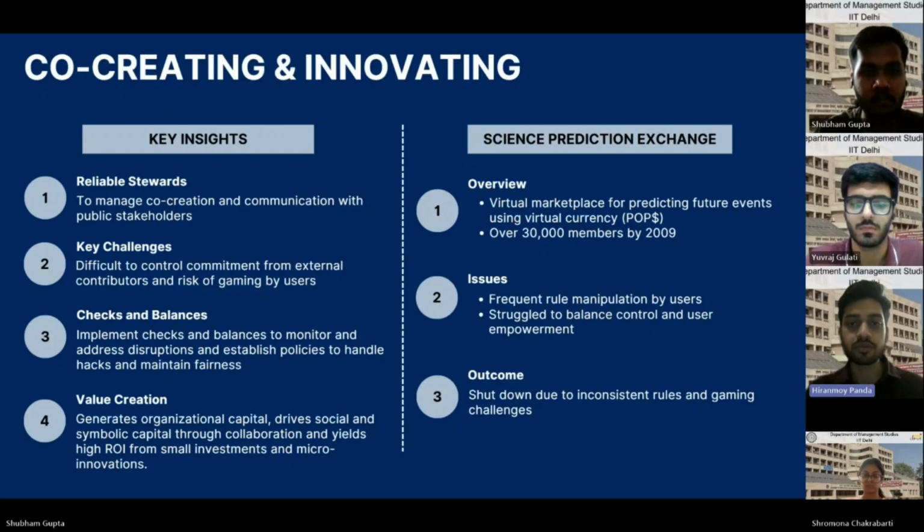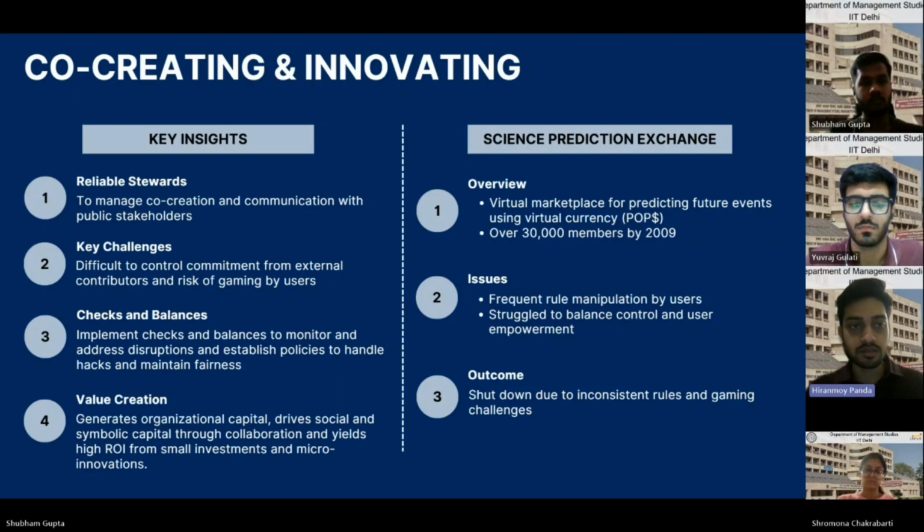Now, Science Prediction Exchange is one of the examples that was provided in the reading case. It is basically a virtual marketplace for predicting future events using virtual currency. Over 30,000 members were registered by 2009. Frequent rule manipulation and changing of the rules by the users occurred. There was no stipulated policy in place, so it resulted in a struggle to balance control and user empowerment. Although dynamic rules helped in empowering users, it also compromised on control and checks and balances. So the outcome was eventually a shutdown due to inconsistent rules and the gaming challenges.